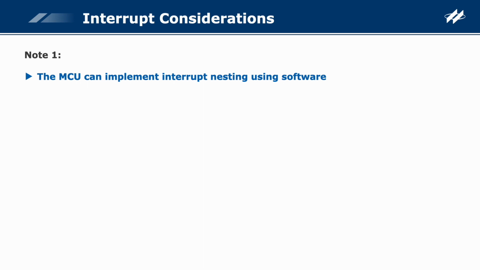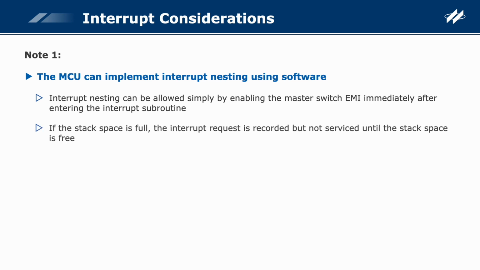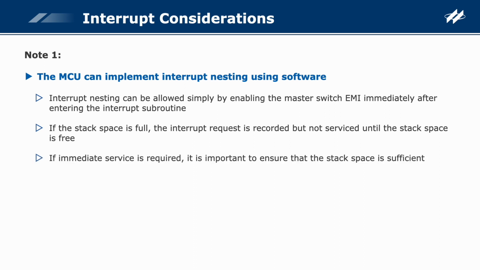However, by using software programming, we can implement the interrupt nesting function. Interrupt nesting can be allowed simply by enabling the master switch EMI immediately after entering the interrupt subroutine. However, it should be noted that when the stack space is full, the interrupt request is recorded but not serviced until the stack space is free. Therefore, in situations where immediate service is required, it is important to ensure that the stack space is sufficient.